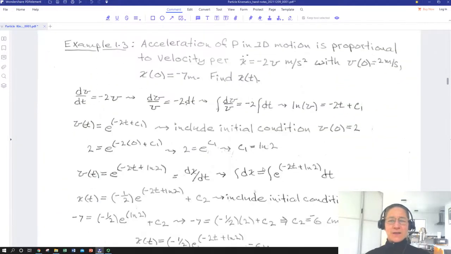Okay, so let's mix it up a little. Sometimes we aren't given expressions for acceleration directly in terms of time. Sometimes we're given it in terms of something else, which is itself related to time.